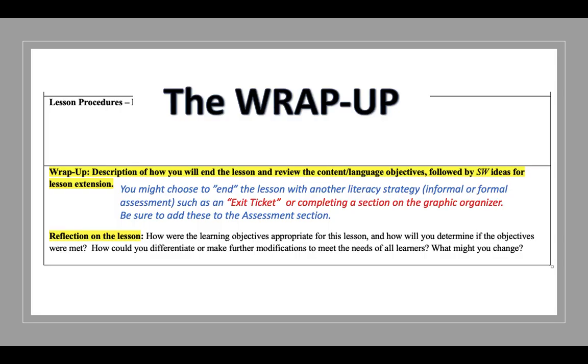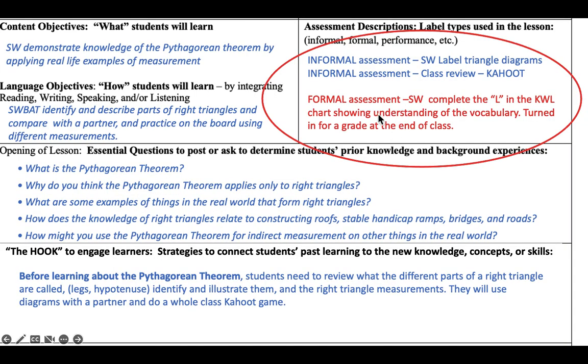The last part of the plan is the wrap-up, and this is where you will tell how you are going to close the lesson. Please save a few minutes at the end to review some concepts. You might even throw in an informal or formal assessment, such as an exit ticket, a quick reflection, or maybe they're going to complete the section on the graphic organizer you gave them. And if you do, be sure you add these to that assessment section. So I've been using a KWL. I'll have my students complete the L in the KWL. And it will be formal because I'm going to have them turn it in for a grade.